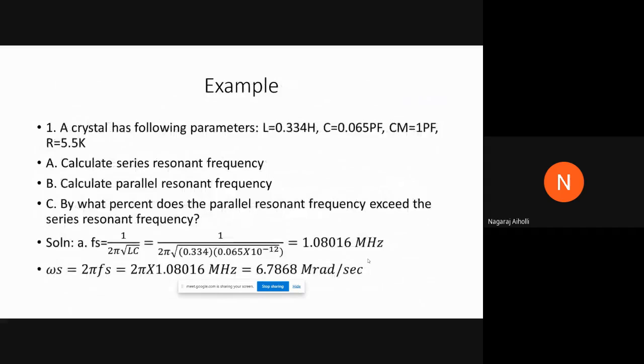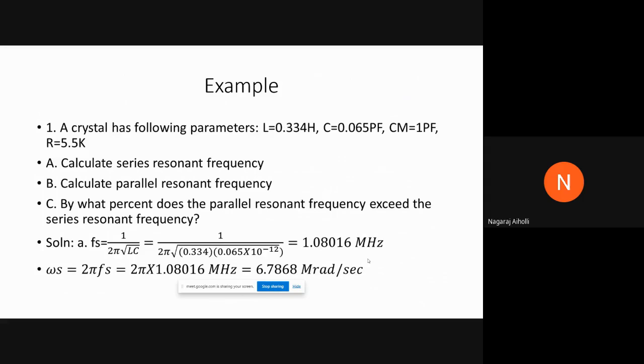Next, we will see one example on crystal oscillators. A crystal has the following parameters: L equal to 0.334 Henry, C equal to 0.065 picofarad, that is capacitance, Cm, the mounting capacitance, equal to 1 picofarad, and resistance R equal to 5.5 K. So they have given inductance, capacitance, resistance, and the mounting capacitance.